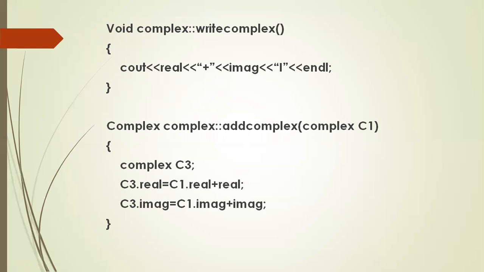So generally, the add complex function in this case is called like this: C3 equal to C2 dot add complex C1, because there is a return type that is stored in C3. The add complex function should be called with one object, so I'm calling with C2 dot add complex, and you are passing one object C1 as argument. So complex C3. Now C3 dot real equal to C1 dot real plus real. Simply, if you write real, that will be taken for C2. Similarly, C3 dot image equal to C1 dot image plus image. Here also, image means C2 dot image only.